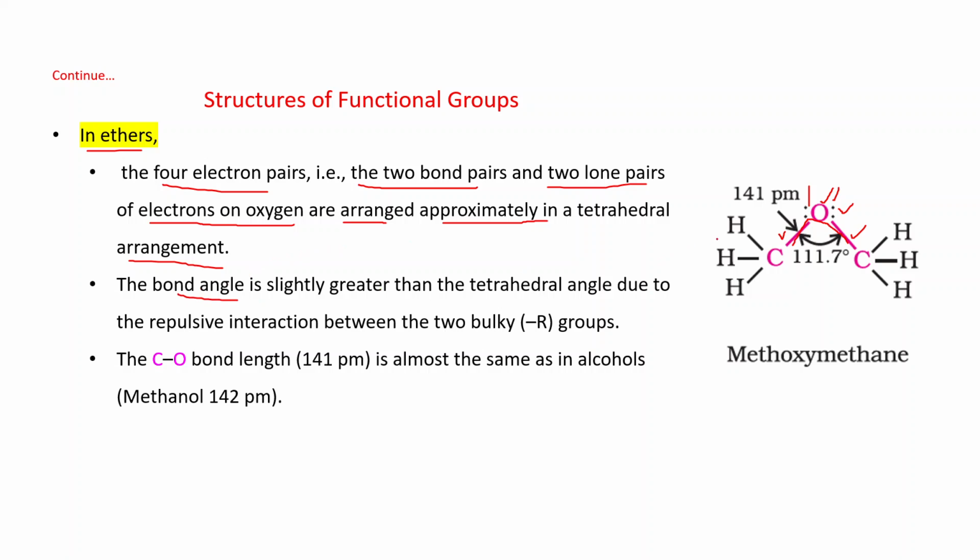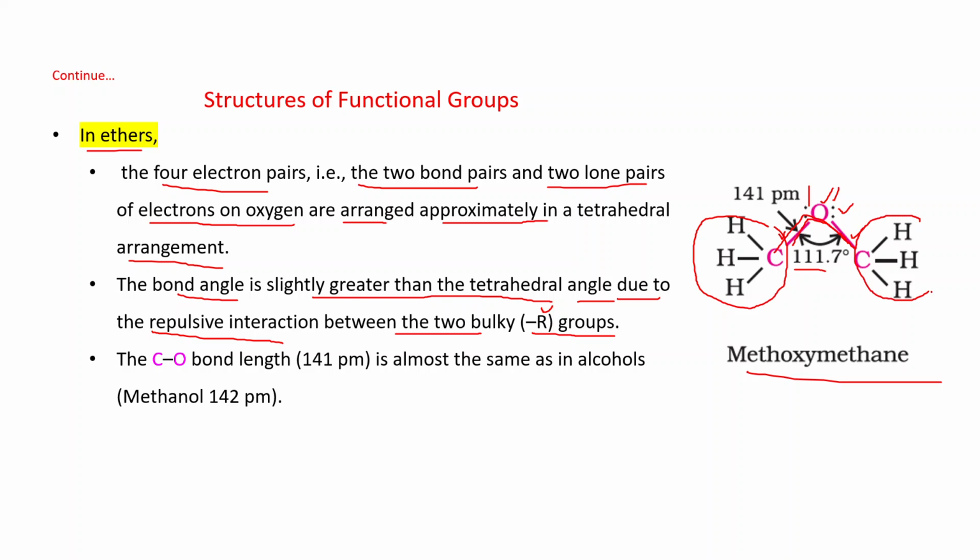Now this COC bond angle is slightly greater than the tetrahedral angle. Again we know the normal tetrahedral bond angle is 109.28 degrees, but in this case it is 111.7 degrees. What is the reason? This is due to the repulsive interaction between the two bulky groups. What are the bulky groups? These alkyl groups. Now in case of methoxymethane, this is methyl and this is methyl. They repel each other. That's why this bond angle is slightly greater than the normal tetrahedral bond angle.